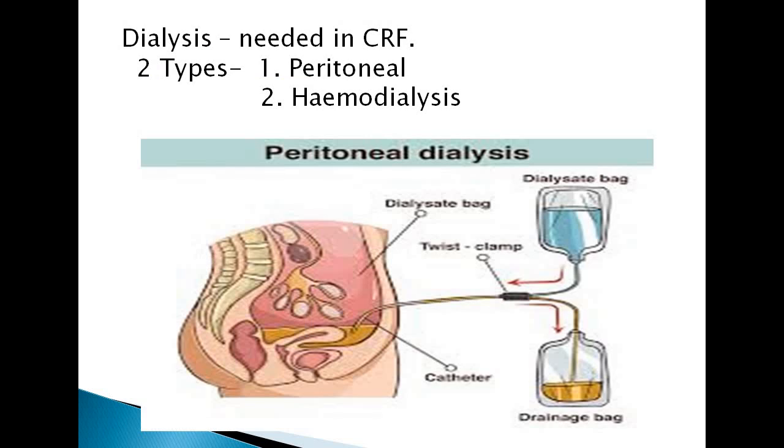Dialysis is the treatment which is done in chronic renal failure patients. There are two types of dialysis: one is peritoneal dialysis and another is hemodialysis. Peritoneal dialysis is a type of dialysis which uses the peritoneum in the abdomen as the membrane. It requires a membrane through which fluid and dissolved substances are exchanged with the blood. So this is the dialysate bag and this is the drainage bag, and the peritoneum is used as a membrane for dialysis. It is used to remove the excess fluid and toxins.